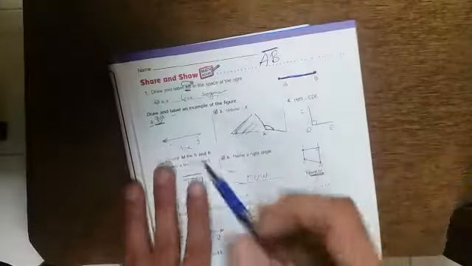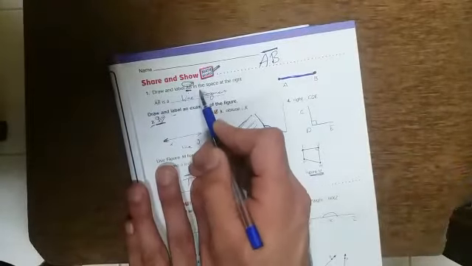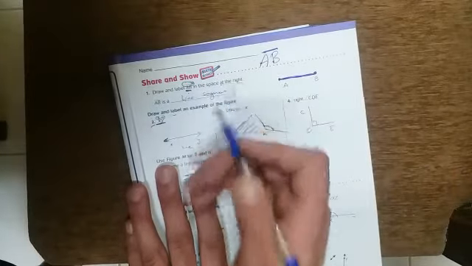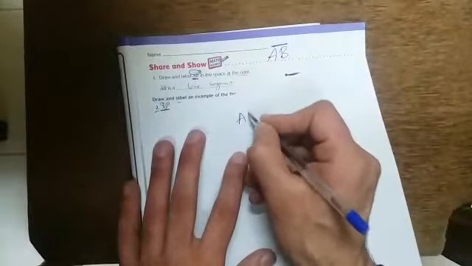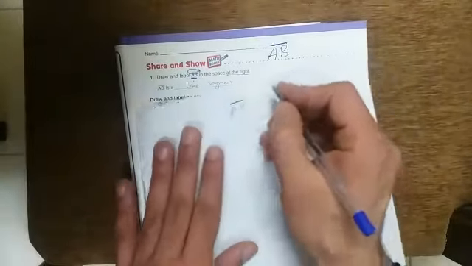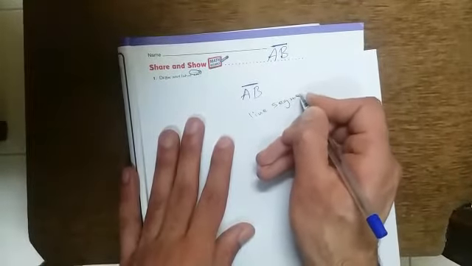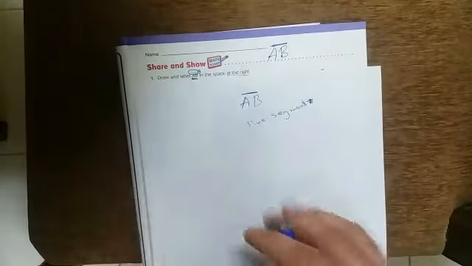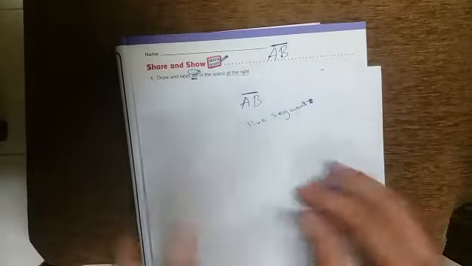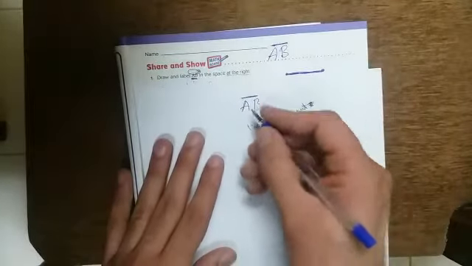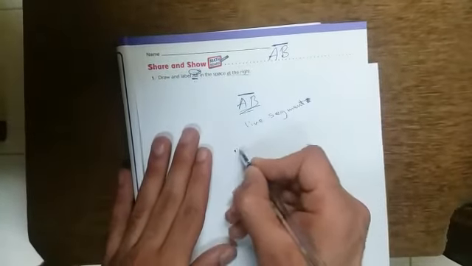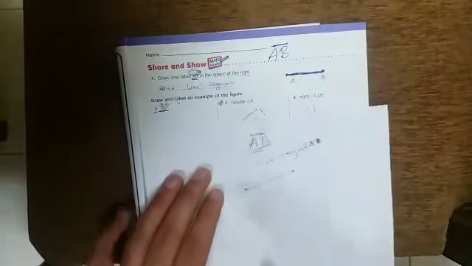Now I want you to go to page 383 and we are going to solve, share and show. Draw and label AB in the space at the right. Teacher, look here in your book. You are going to see AB has this line without arrows. That means I have line segment. Okay, teacher? This is line segment. I will write it as this and draw it like this.